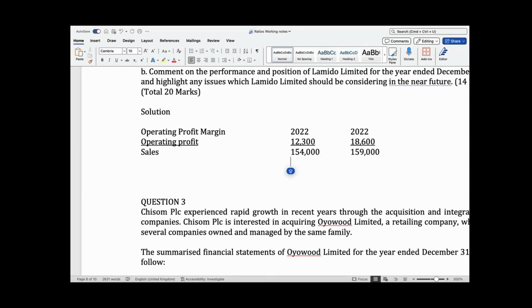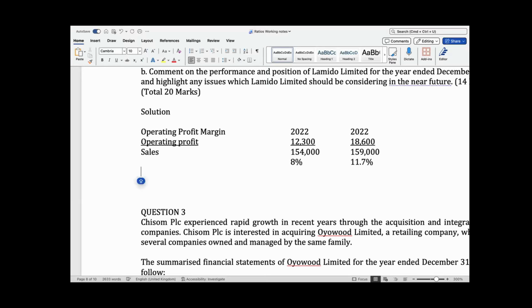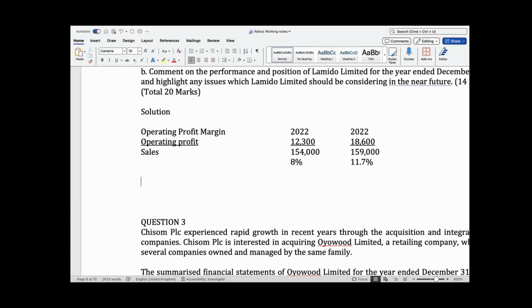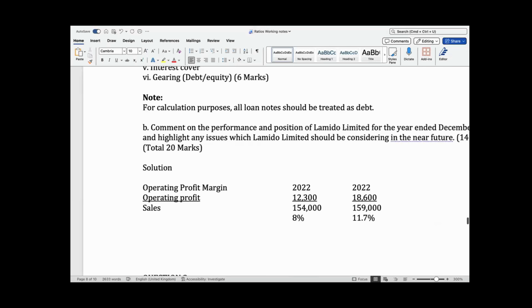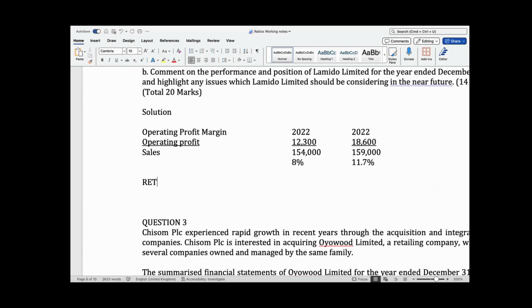This is 7.99. That's like 8%. And 18,600 divided by 159,000. That's around 11.7. And the next one is return on capital employed.